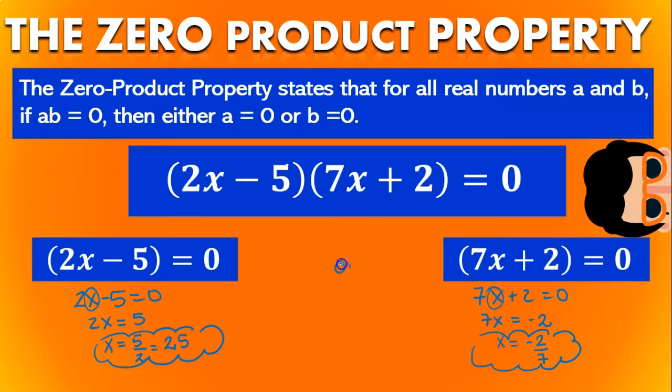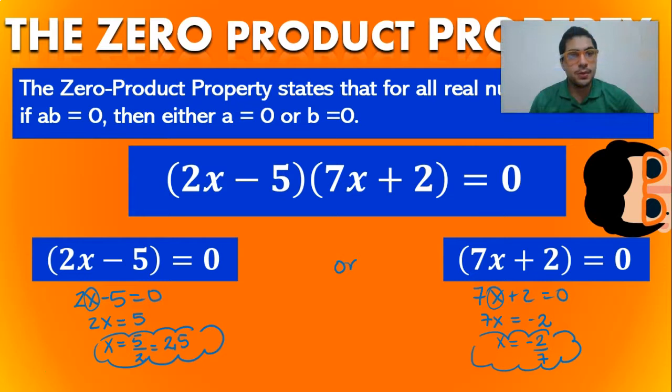So that means that either 2x minus 5 is equal to 0 or that 7x plus 2 is equal to 0. And that is what you're going to do. So whenever you factor and you have that the multiplication of those two factors or three factors is equal to 0, you know that your answer is going to be obtained by isolating each and every single parenthesis, equaling it to 0. And that's pretty much it, guys.